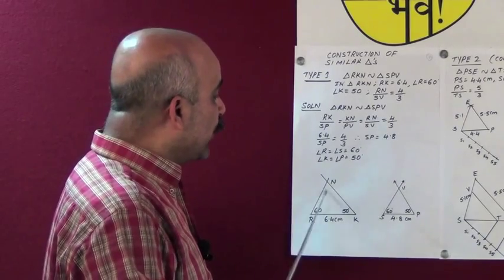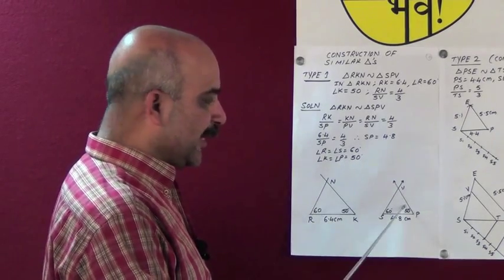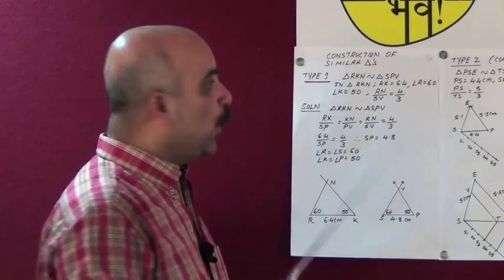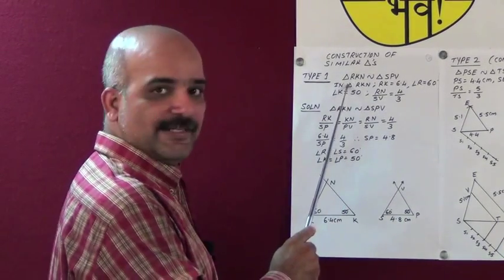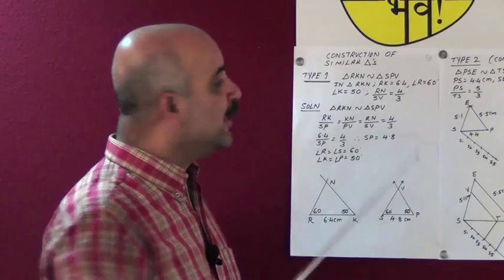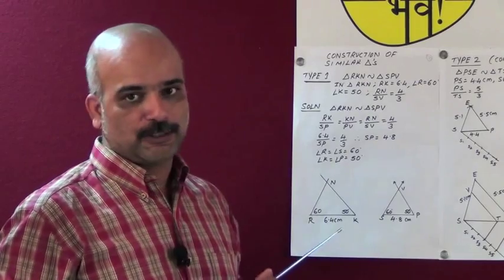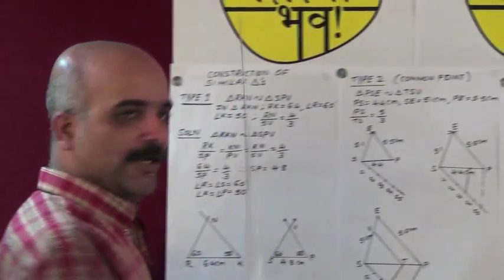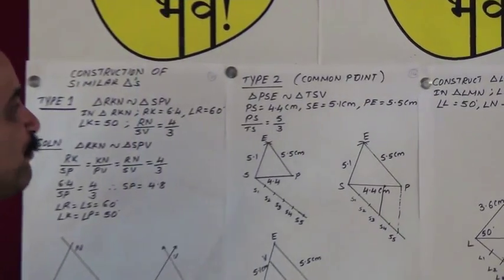Now, though we can make the triangles like this, you have to remember that this condition is possible only when there are no common points. RKN and SPV triangles, both the triangles do not have a common point. Therefore, this type of method is possible. There is one more method where we have a common point. Let us see in this sum.